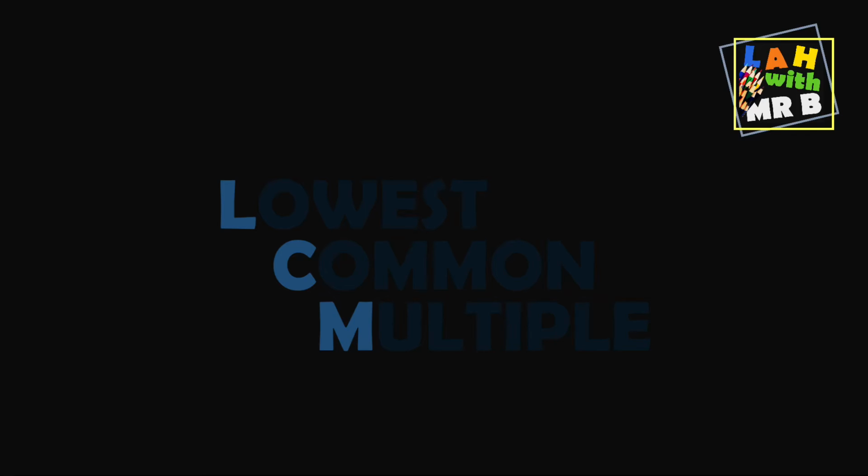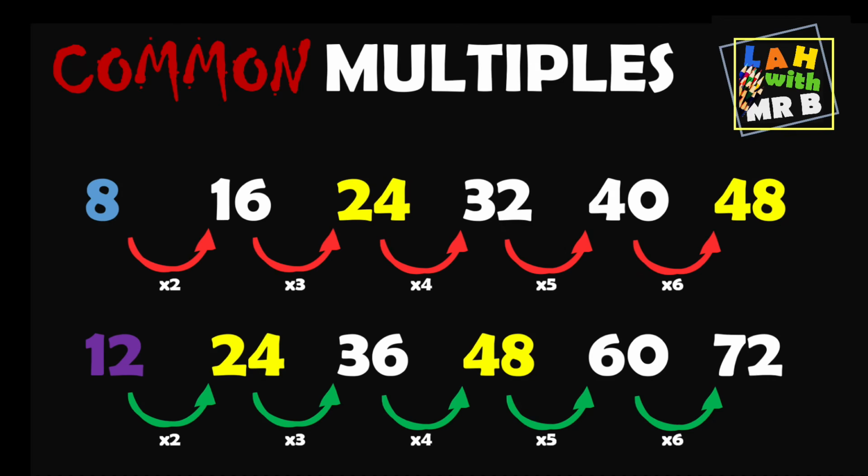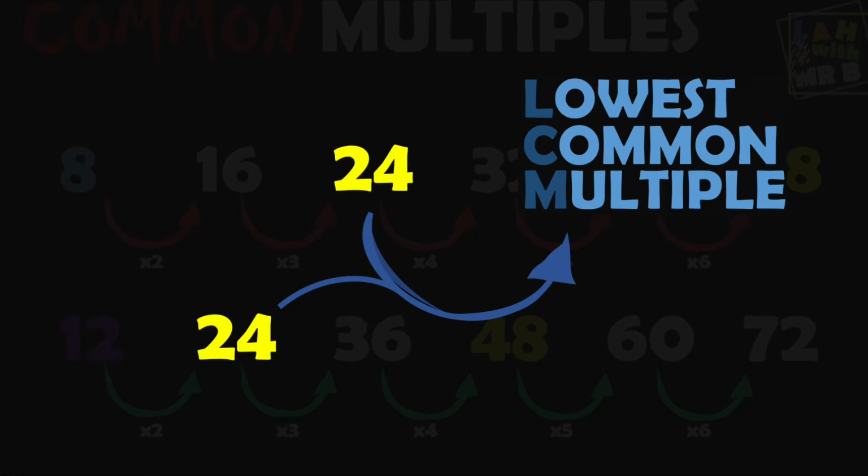I promise you this is really easy, so let's go back and have a look at our multiples of 8 and 12. Now you'll see that we've already found some common multiples. We've got 24, we've got 48, and so on. The lowest common multiple is just the smallest of the common multiples that we've found. So in this case it's 24. So 24 is the lowest common multiple of 8 and 12.